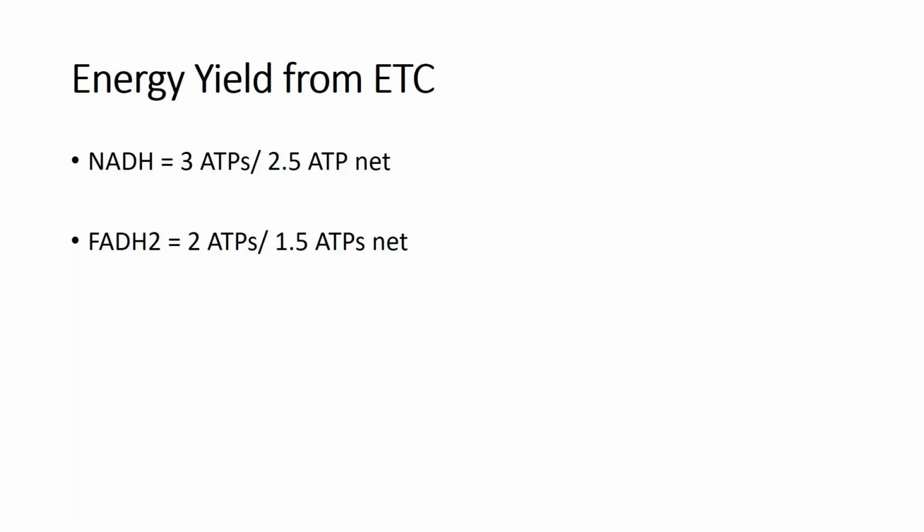For FADH2, it enters at the second protein, so we will get less total ATP from it. Our gross gain is going to be 2 ATPs, but again, since we use a little bit of ATP to actively pump out the protons, we'll get the net gain of 1.5.